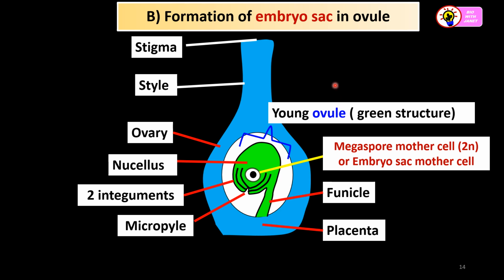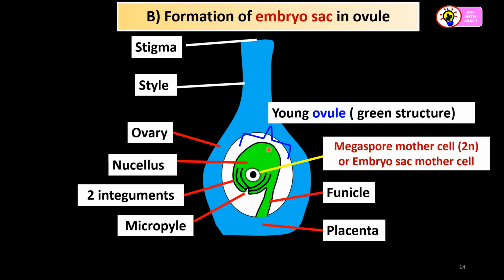This diagram shows you the young ovule inside the ovary of a flower. The female reproductive structure of the flower is called the carpel or pistil. The carpel is made up of the stigma at the top, the style, which is a long tube-like structure, and then the swollen part here is called the ovary, and inside the ovary there's the ovule. Let's focus on the ovule.